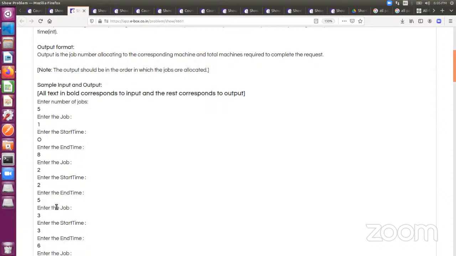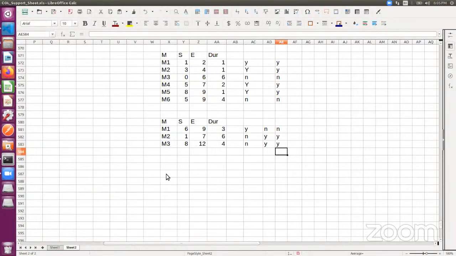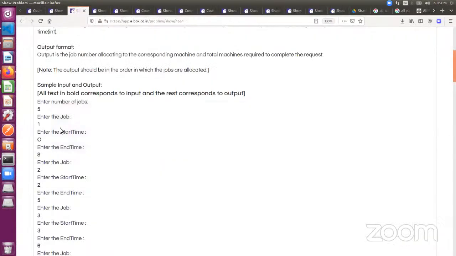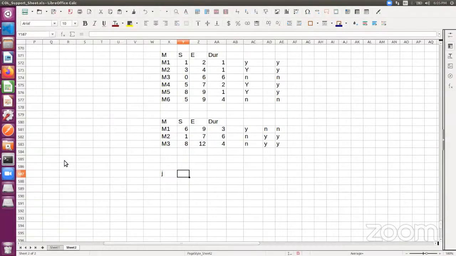Now let us take this example. You have jobs, and you have the start time and end time.